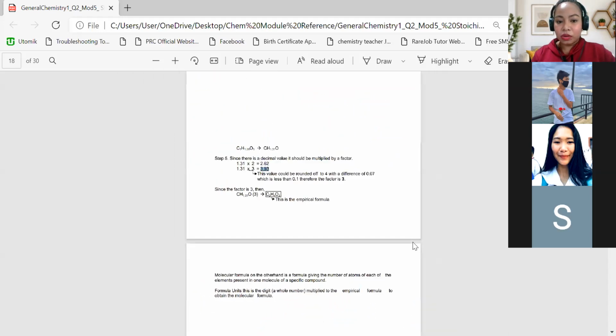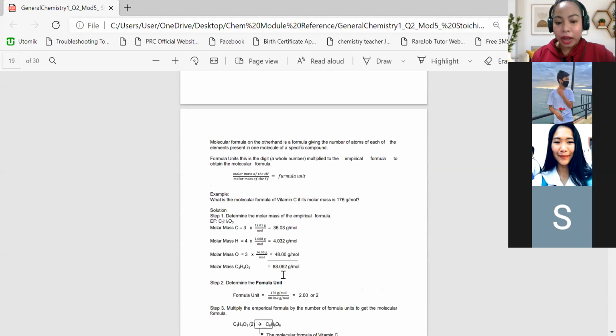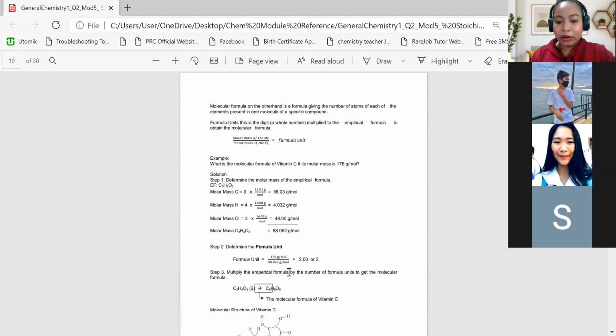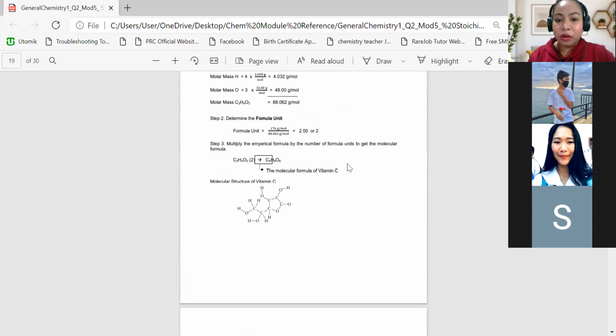If it is 1.99, ma'am, then it becomes 2 because it is 2 minus 0.01. The same is applicable here. The same is applied here. But only here in the formula unit, ma'am. In the formula unit, it should come out as a whole number. If we divide 176 by 1.99, it is about 88, which is equal to 2. The difference is very small and does not reach 0.1. That's why we have 2.00.